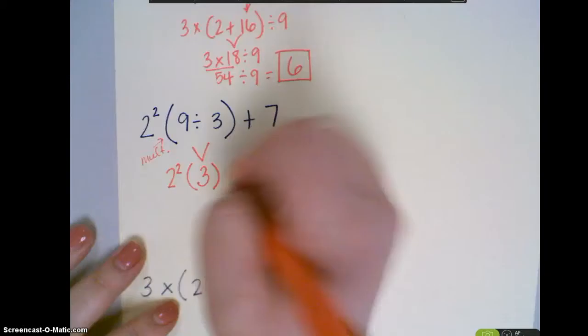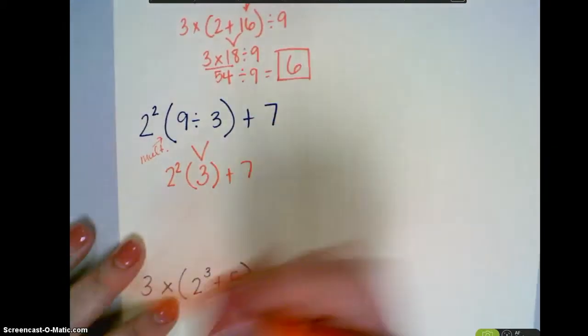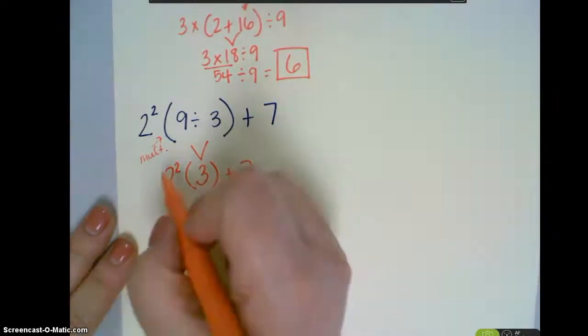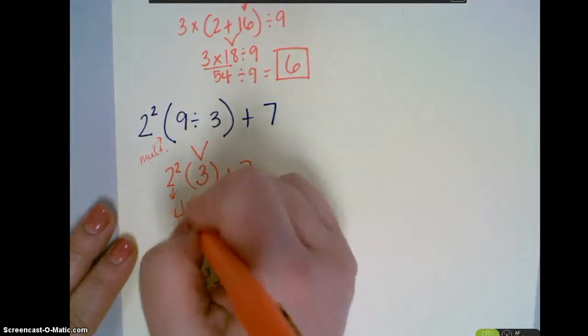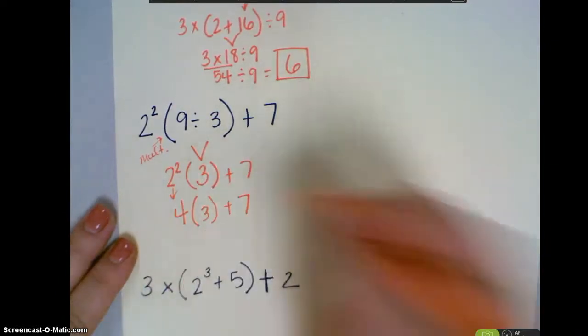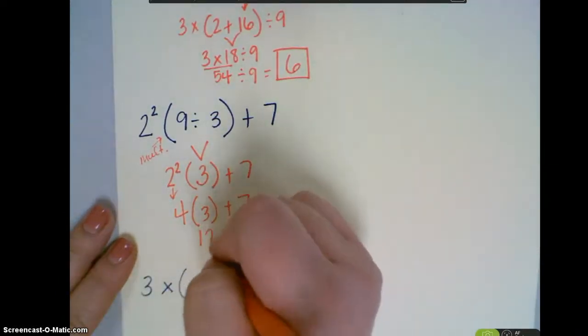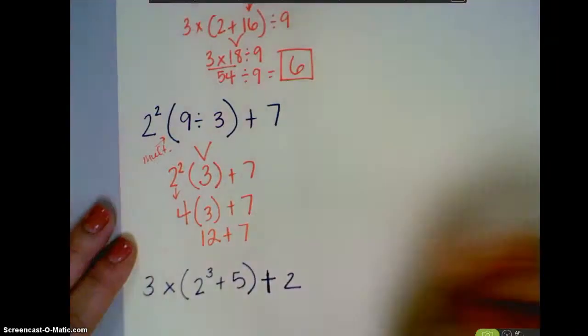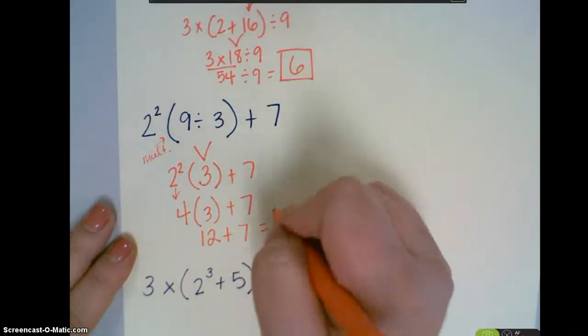So 2 squared times 3 plus 7. So now my next step is to do the actual exponent. 2 squared is 2 times 2, which is 4. So now I have 4 times 3 plus 7. 4 times 3 is 12 plus 7. 12 plus 7 is 19.